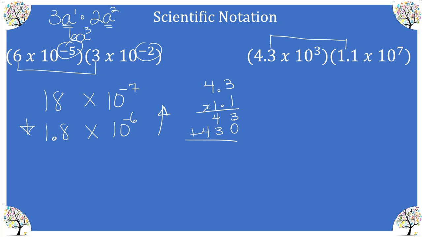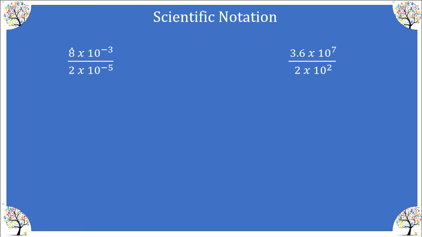We're going to add 3 plus 0, 4 plus 3, and 4. Our decimal is 1 and 2 spaces, so 1 and 2. So we have 4.73 times 10 to the, we're going to add exponents. 4.73 is between 1 and 10. I'm good to go.